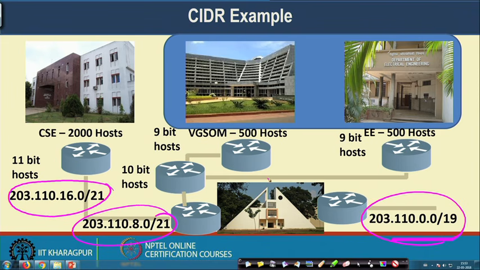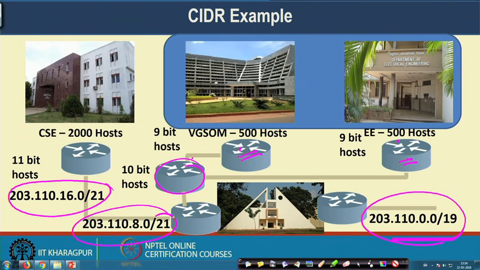Now, this second subnet I have to divide again. So, after this intermediate supernetting router that I have placed here, I have to again divide this address pool into 2 different subnets. One subnet is for VGSUM, another subnet is for EE.